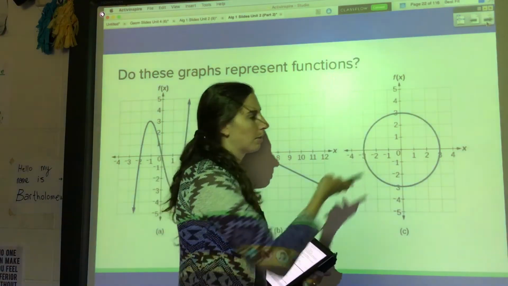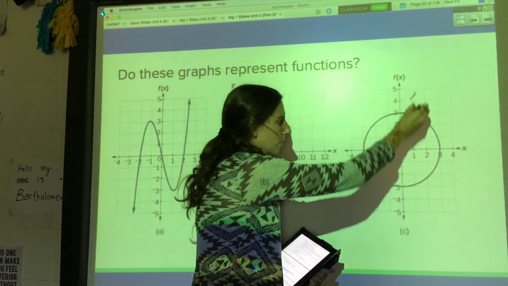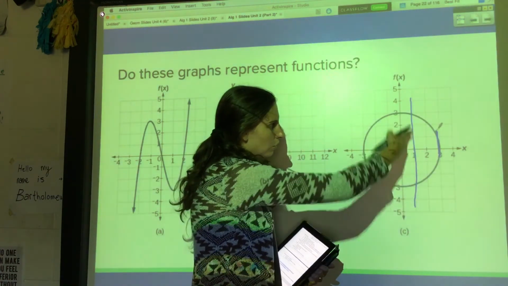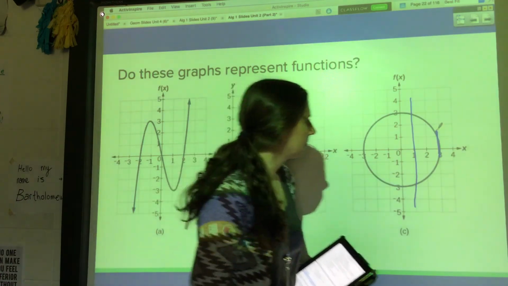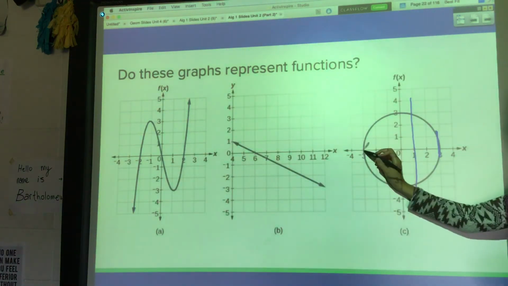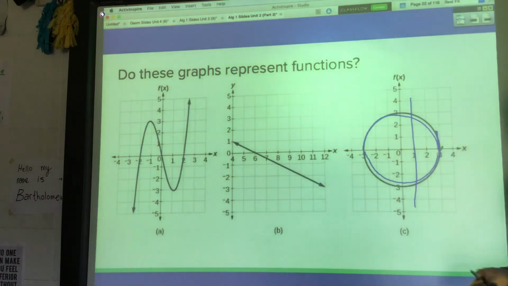But again, we already talked about circles. Circles are not functions because they hit 2 points at once. It might just be 1 point if it were here, but usually you hit 2 points at once. By the way, if you ever want to graph a circle, usually you just do the top half, which is a function, and the bottom half, which is a function, separately.